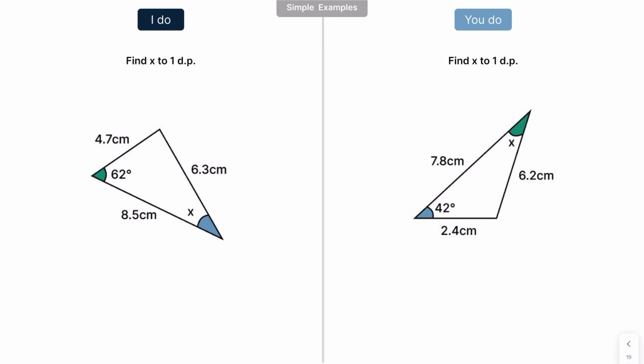Moving on, again, we are looking for a missing angle. Can we use the sine rule? Yep, we do have a side opposite x, and then we have another side and an angle. Yep, we do, these two. So let's use that.